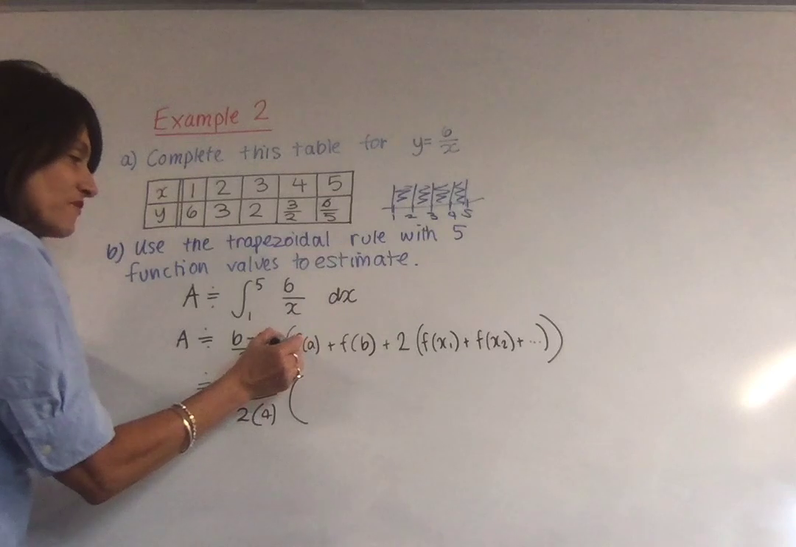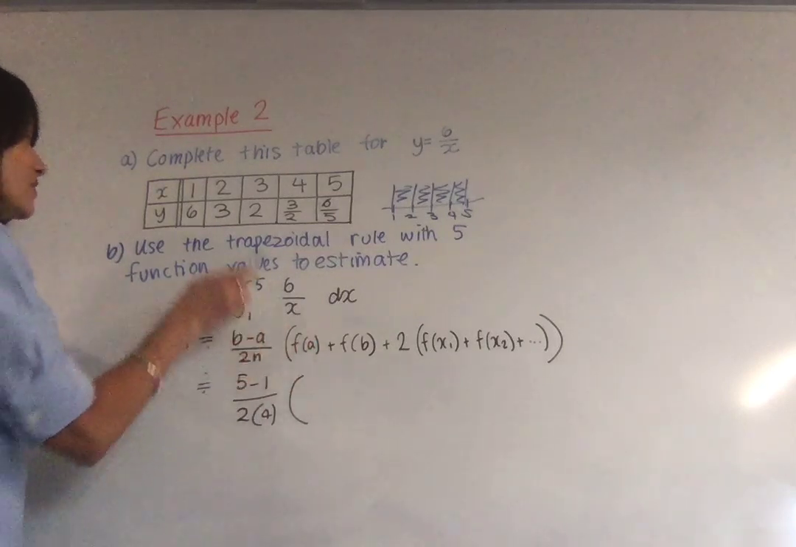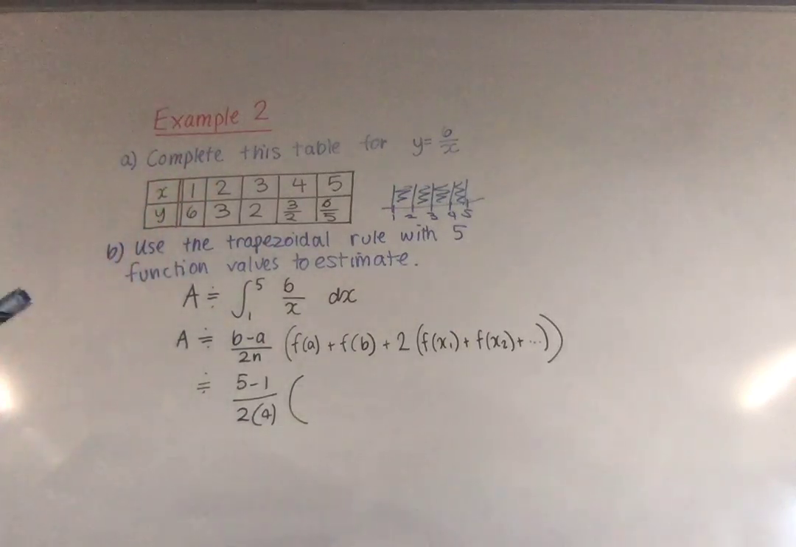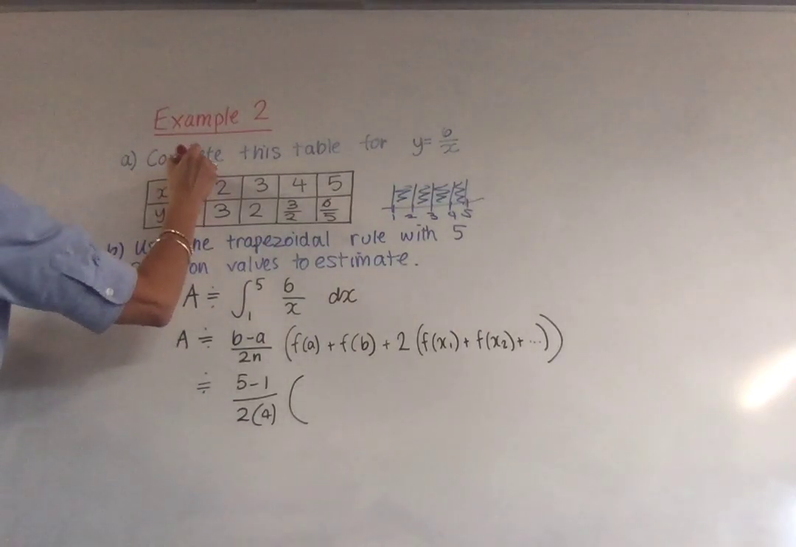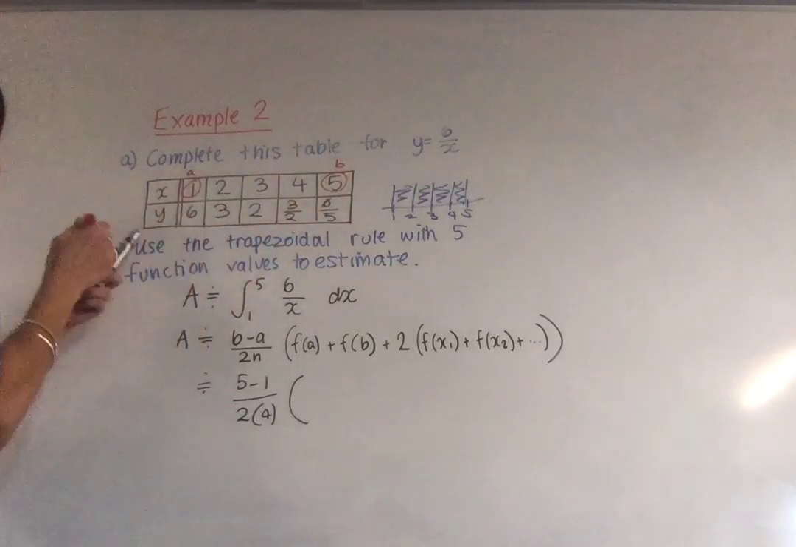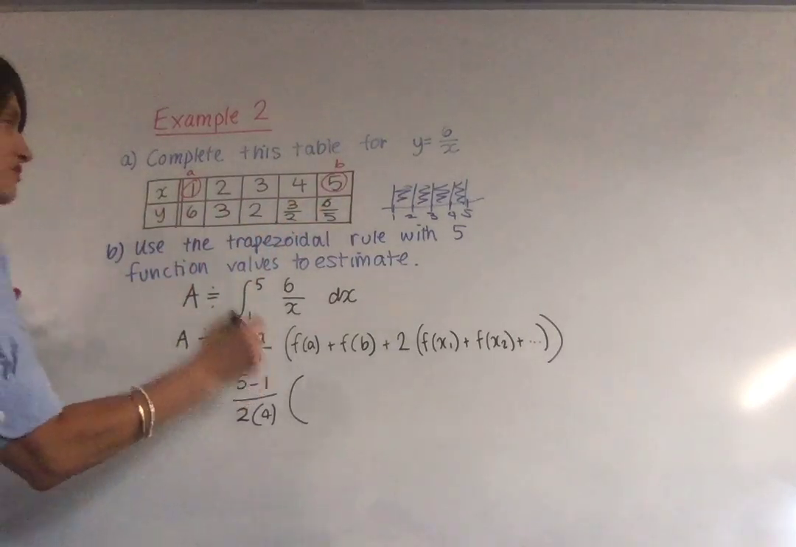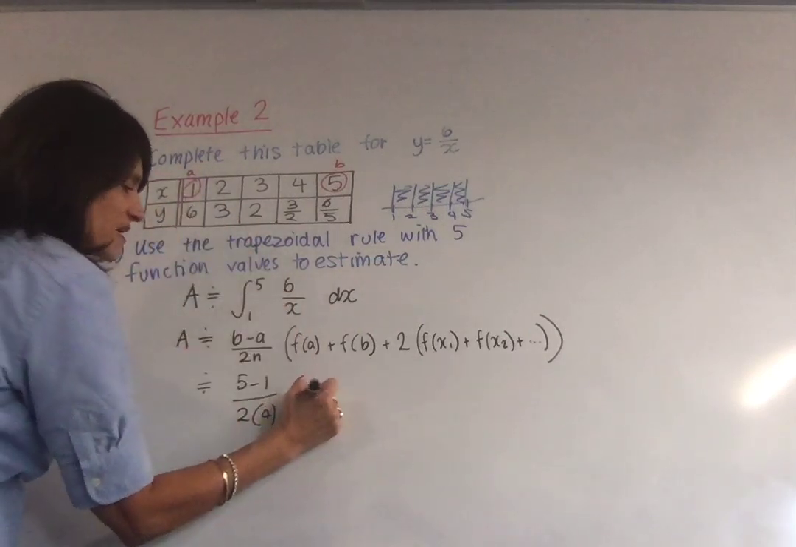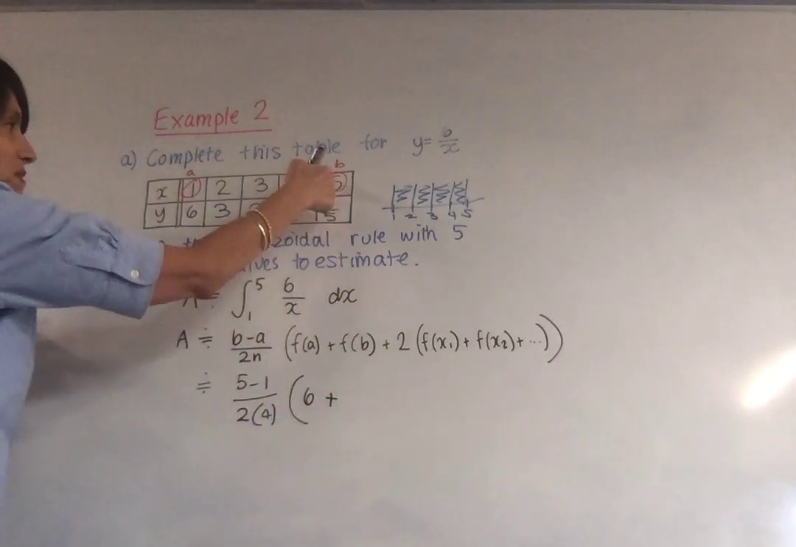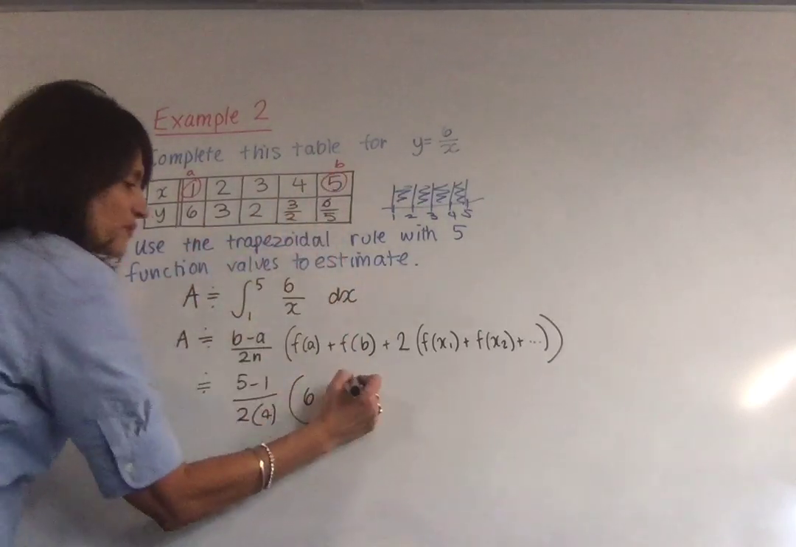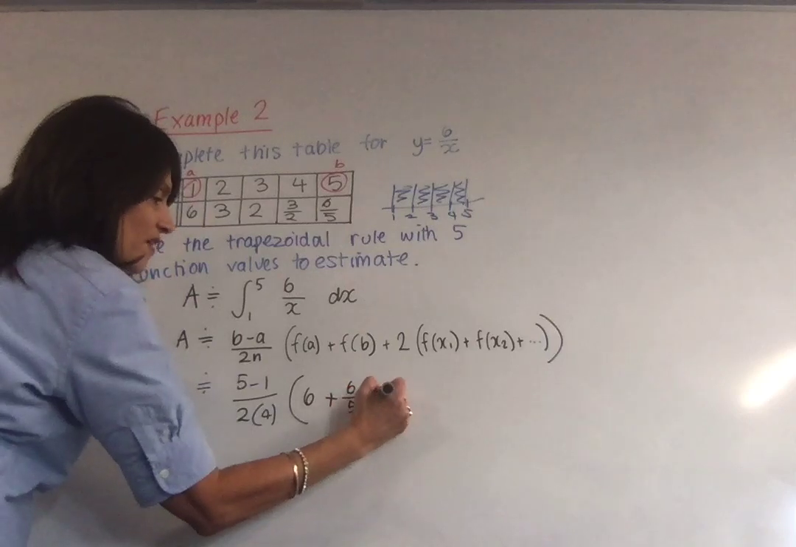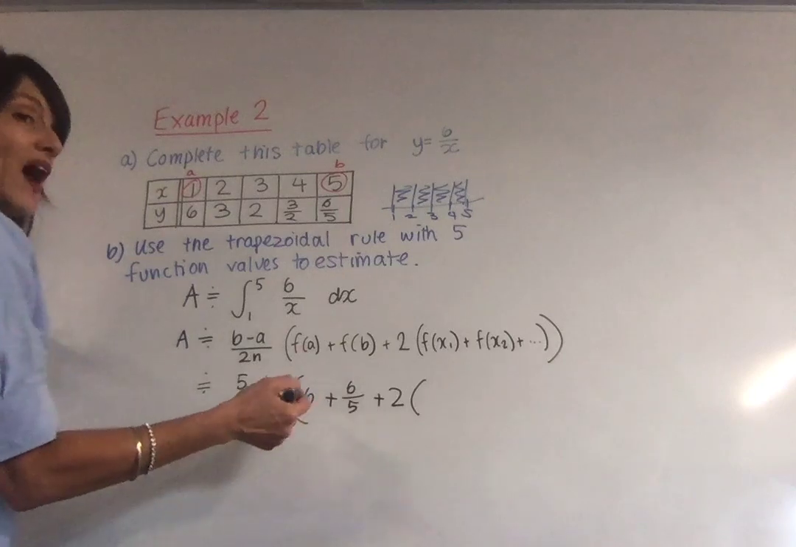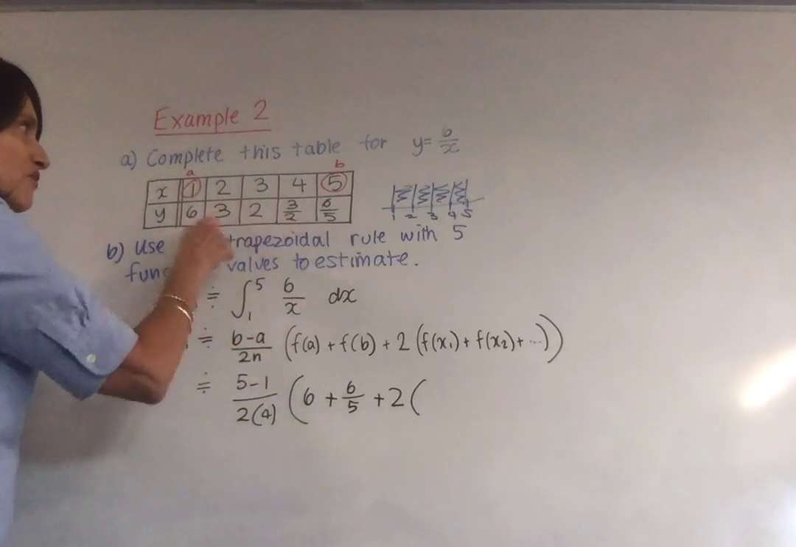Okay, and now we're going to find f of a, and remember, this is a here. So this is our value for a, this is our value for b. So we're going to substitute in 1 into our function, but we've already done that and we know the answer to that is 6. Plus, then if we substitute in b, which is 5, we know that the result from that is 6 on 5. Plus, this means we're going to do 2 times all of our other results from our table.